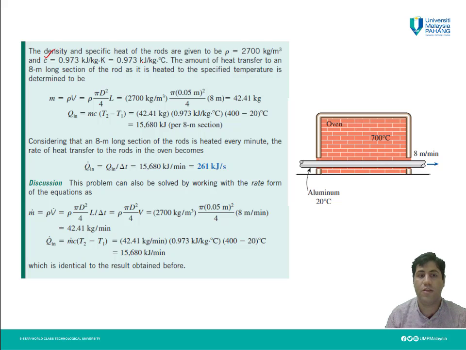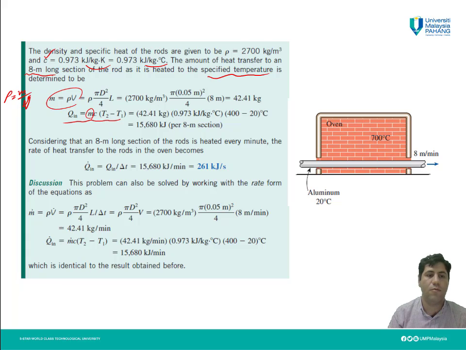These two units are identical for specific heat. Then the amount of heat transferred to an 8-meter long section of this rod, which is heated by a specified temperature, we can determine by this equation. But before that, we need to find m for this rod as well. m, as you know, we can find using this equation: density equals mass divided by volume.